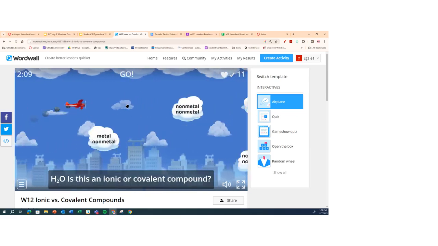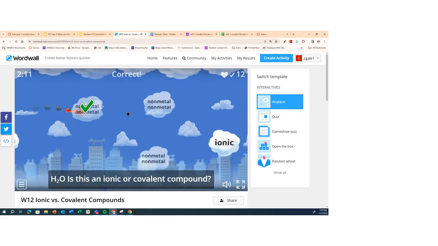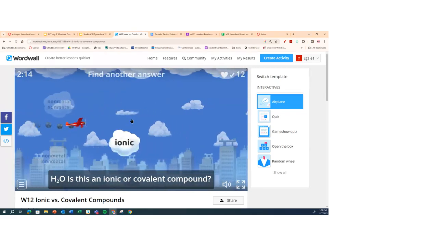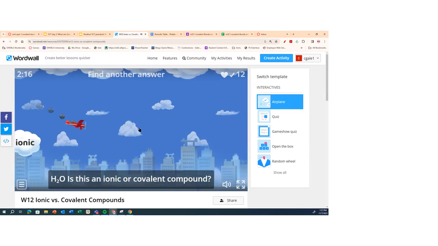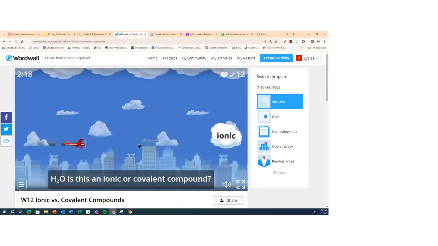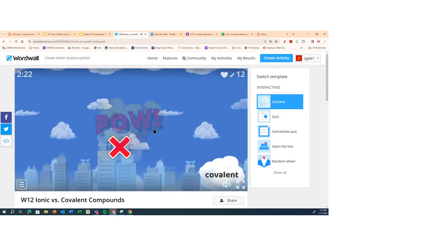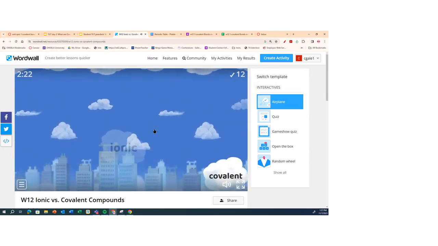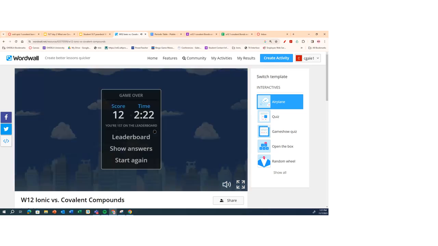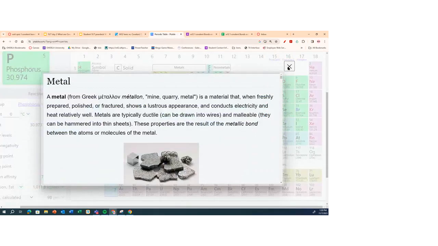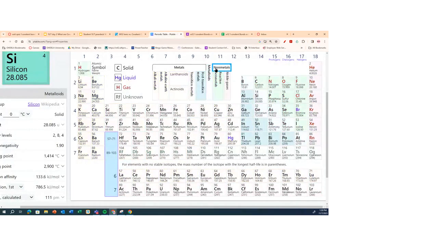H2O, that is a non-metal. Hydrogen and oxygen. Find another answer. H2O is covalent. Wow, I scared myself. I tried to land into that covalent. Okay. But again, like I said, you got to get either a printout so that you can do that, or just slow down, because you got to recognize.